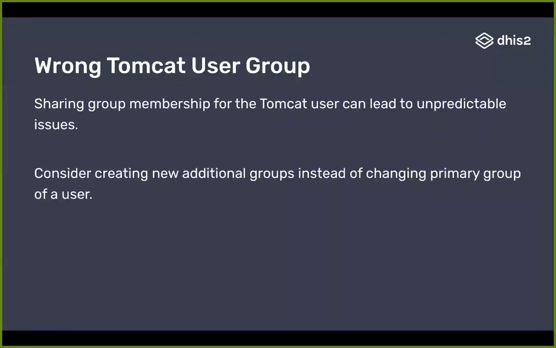Running Tomcat as a dedicated user is a must. It's an important requirement. So if there are other users that share a group with Tomcat, or there is a user that is used for different access compared to Tomcat, it means that this user or group will also have access to the DHIS2 data, which might be not desired. So one user, one group, one service is a kind of a default setting for all system services on Linux. And if you don't change the default setup, it should be fine.